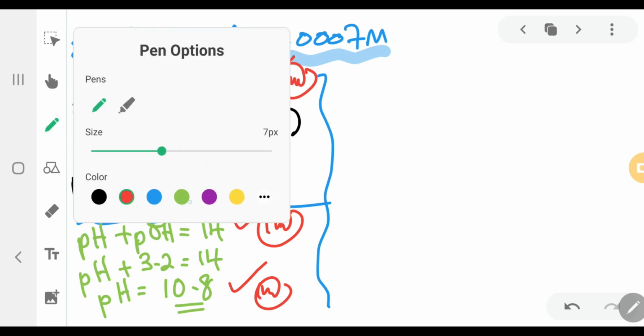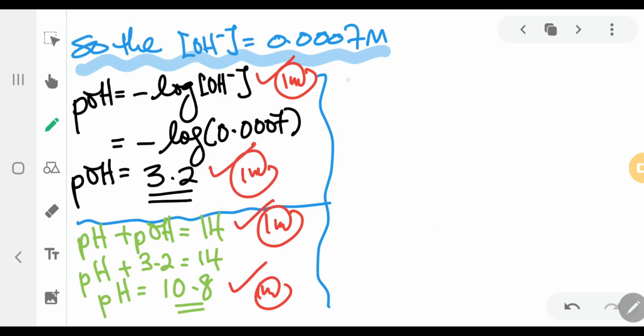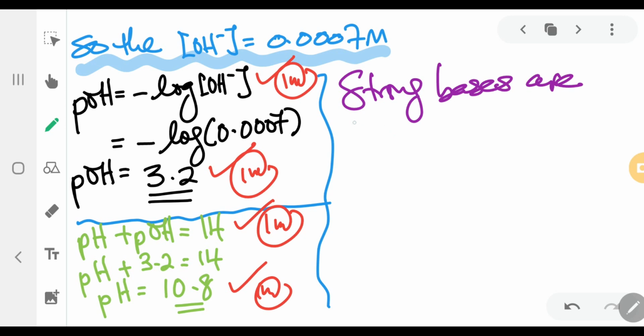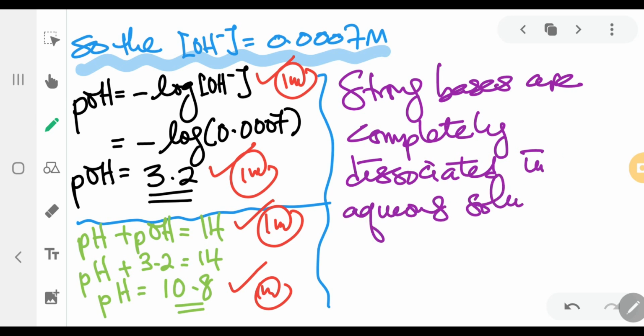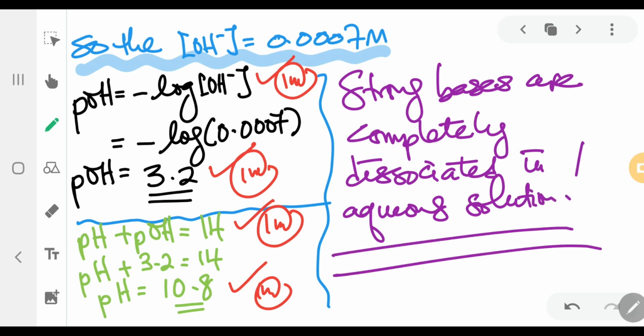Okay, do remember that, guys. Strong bases are completely dissociated in aqueous solution. Okay, that is very important.